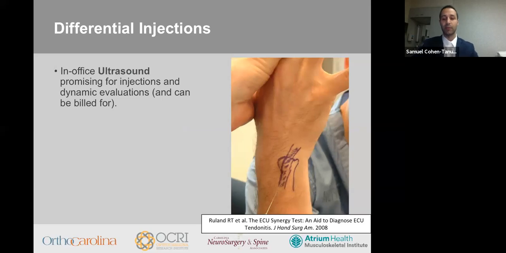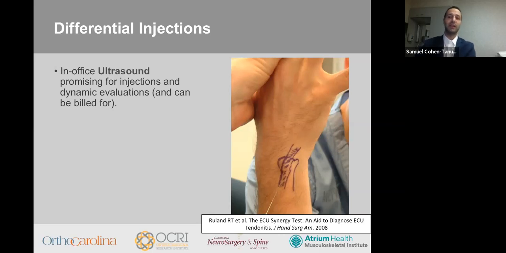And this can aid if you're still having some ambiguity between a couple of diagnoses. A great example would be that the ECU subsheath would be considered an extra-articular diagnosis, versus TFCC would be intra-articular. That's kind of what Ruland and colleagues did in their paper. By injecting the ECU subsheath, you're still extra-articular, and so a patient with a TFCC tear should not have their symptoms alleviated by an ECU subsheath injection.